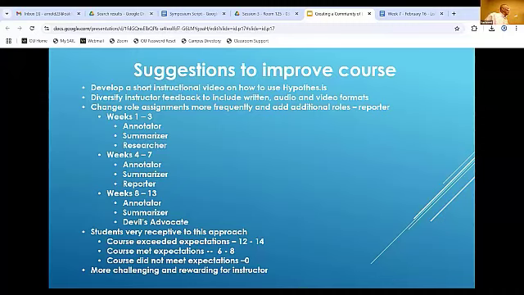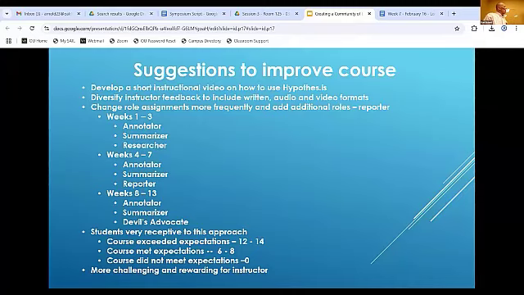I decided to change a little bit how to run the roles. In the first couple of weeks, I'm going to do the annotator, the summarizer, and the researcher. And then the 4th through 7th weeks, I'm going to do the annotator, summarizer, and a reporter. And that reporter is also going to look at the summaries from the other groups that are written and bring back to them, because all the articles are related to the topic that we're talking about.